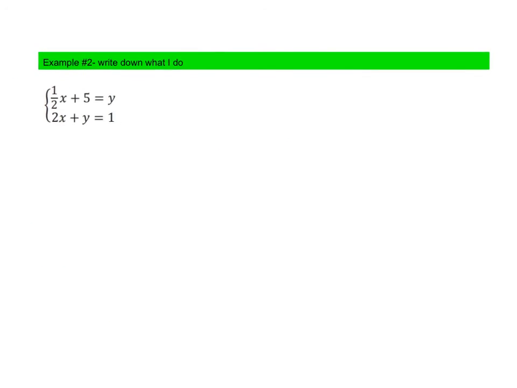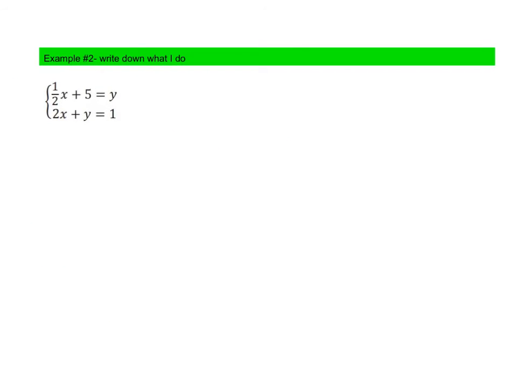All right, moving on to this new example. The first thing I want to do is make sure everything is lined up. And in this case, it is not. I do have my x's on top of my x's, so I can keep my 1/2 x here and my 2x here. Got a plus sign. But the next thing, I have a plus 5, and on the bottom I have a plus y. I need my y's to be lined up.